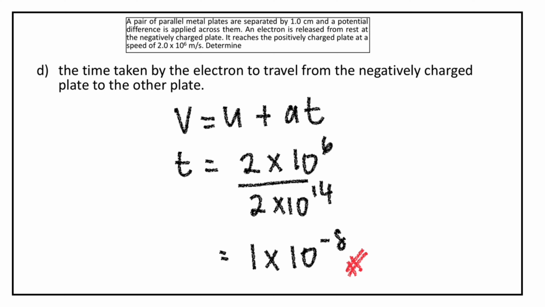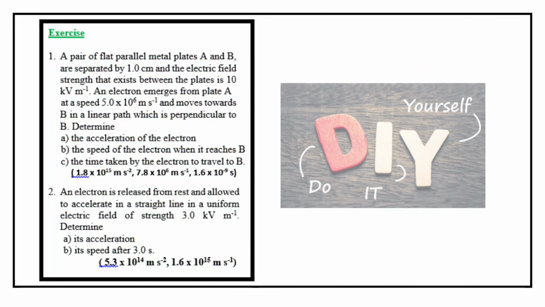Saya saja nak tengok awak dapat detect tak? Salah value of t tu. Okay, so t is equals to 1 times 10 power of negative 8. Jawapan saya ni salah. Kenapa? Sebab tak ada unit. Supposedly you write 1 times 10 power of negative 8 second.